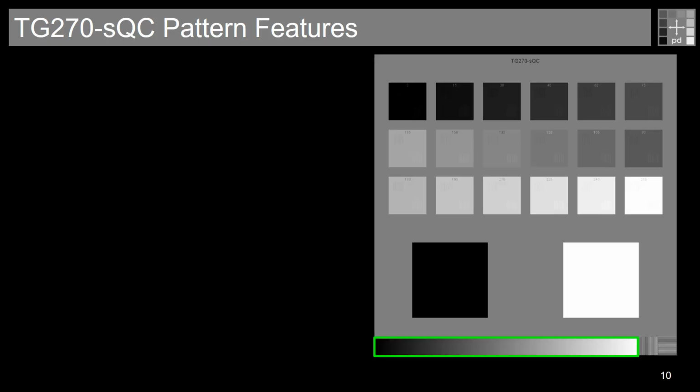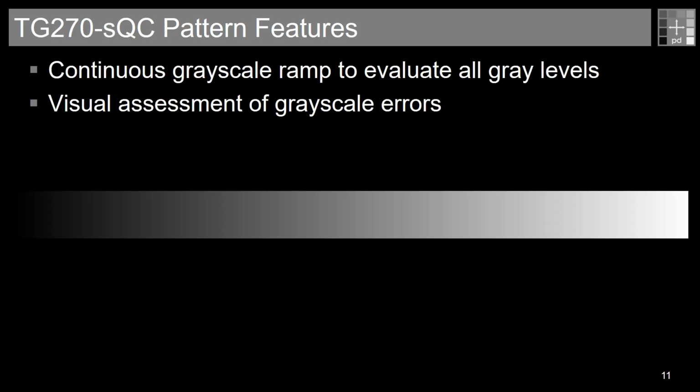Lastly, let's look at the grayscale ramp along the bottom of this pattern. There's a continuous grayscale ramp which can be used to evaluate all gray levels. You can visually assess this for grayscale errors. Here are several examples of the types of things you may see when looking at this ramp. Here you can see a clean representation of the ramp with no visual discontinuities or other errors.